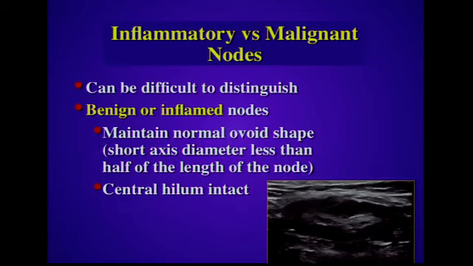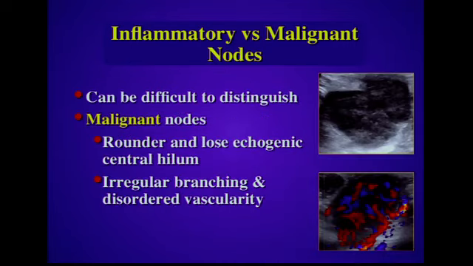In fact, distinguishing inflammatory from malignant lymph nodes can be difficult. Benign or inflamed lymph nodes typically maintain their normal ovoid shape. In other words, the short axis diameter is less than half of the length of the node. And besides maintaining its normal shape, typically we will see that the central hilum is intact, as we have in this example.